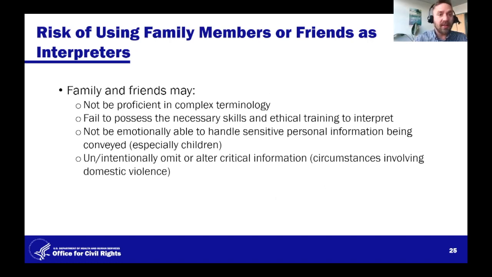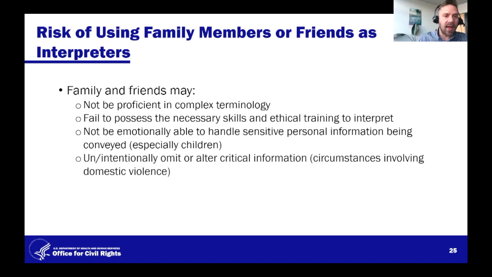So the risks of using family members or friends as interpreters. In many circumstances, family members, friends, and especially children are not competent to provide quality, accurate oral interpretation. For communications of particularly sensitive information, oral interpretation by an individual's family or friend often implicates issues of appropriateness, confidentiality, privacy, and conflict of interest.